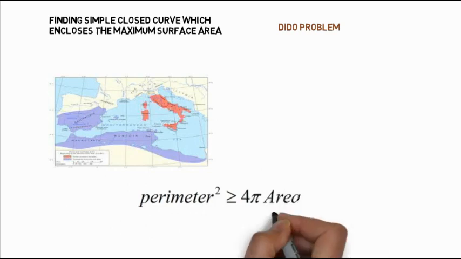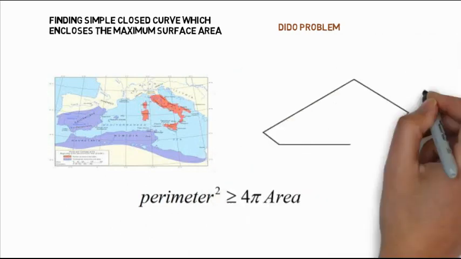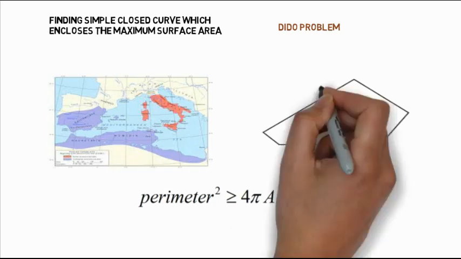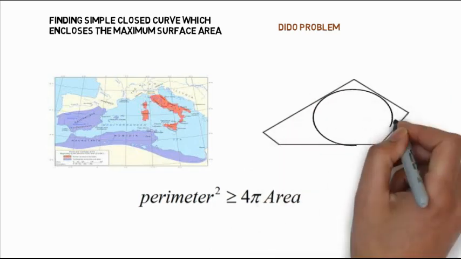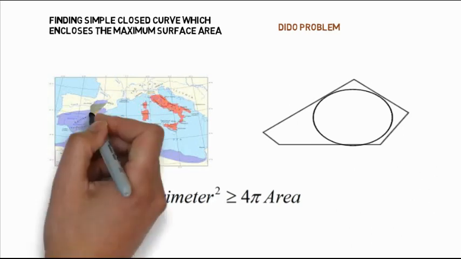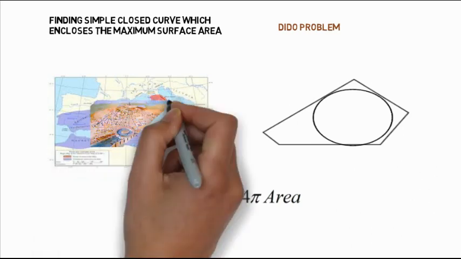While using this rule, perimeter square is greater than or equal to 4 pi into area, he found that whenever we take any polygon, not a square, not a triangle, not some other figures like polygons, any polygon does not have a maximal area while you are fitting it inside that. While you are taking a circle, it can be altered in such a way that the radius makes it fit inside the area and obtains the maximum area for that figure.